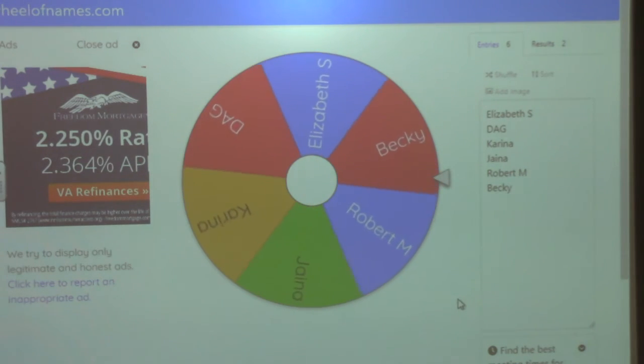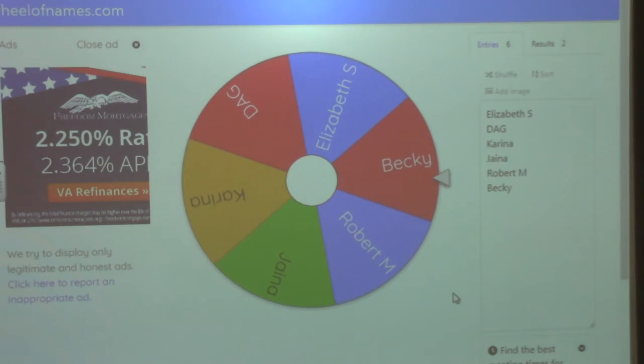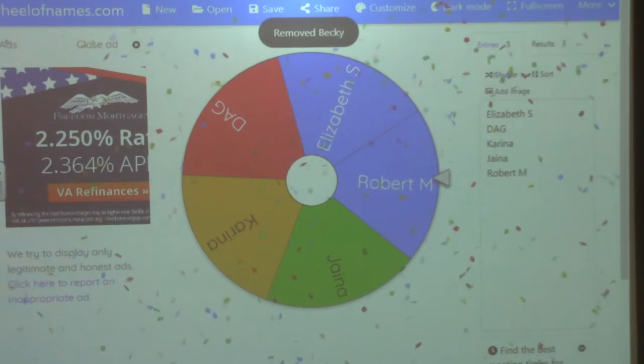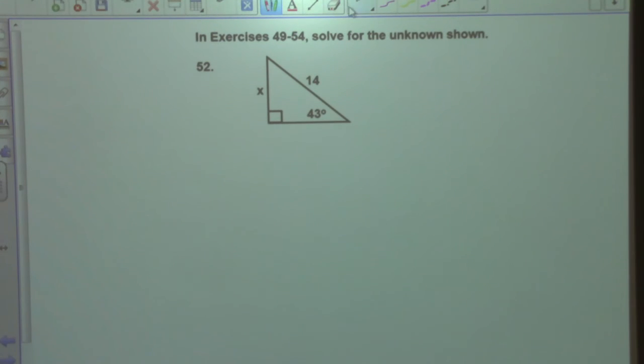It'll be Becky. Okay, that's good. That's the way it's supposed to work out, though. All right, Becky, what do we got here? It's sine 43 equals x over 14. Okay, and then to solve for x, what do you do? X is equal to? Okay, I don't want to have to flunk you back to Algebra 1, Becky. What do you have to do to solve for x?